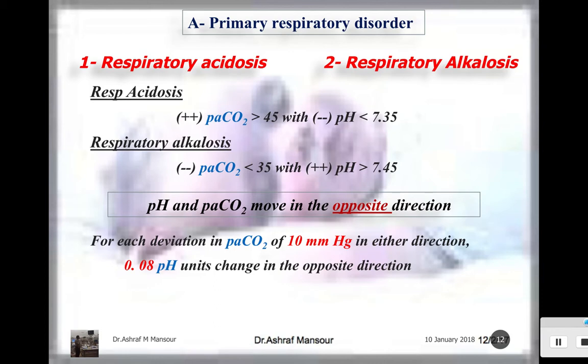And the correlation between the CO2 and the pH is that for every deviation of the PCO2 by 10 millimeters of mercury in either direction, there will be decrease in the pH by 0.08 units in the opposite direction.